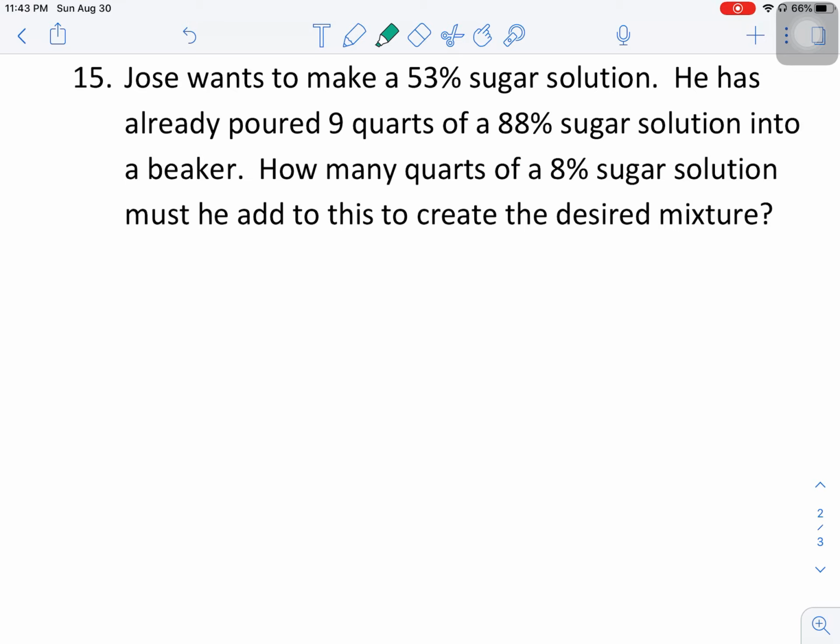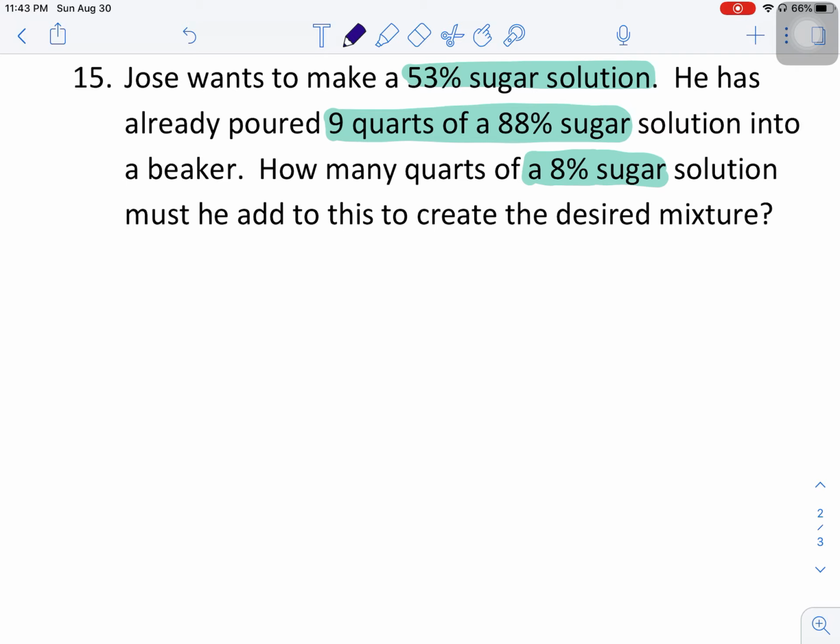being given to me. So Jose wants to make a 53% sugar solution. He has already poured 9 quarts of an 88% sugar solution into a beaker. How many quarts of an 8% sugar solution must he add? Okay. So again, one method here, and actually the word is in the problem.